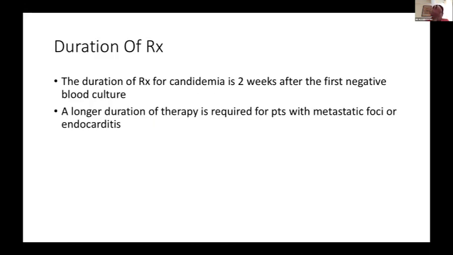Duration of therapy, this is very, very important. If you have a culture that is positive, then you need to continue the antifungal therapy for up to 2 weeks after the first negative blood culture. That is very important. I've seen cases whereby the therapy has been stopped after a week or 10 days. But the right thing to do is to keep on culturing the patient. If you get a blood culture positive, repeat the blood cultures on alternate days. And then when you get the first negative blood culture, you count 2 weeks after that and then stop your antifungal therapy. A longer duration of therapy is required for patients with metastatic foci or endocarditis. You can go up to 6 months of therapy, even with osteomyelitis as well.